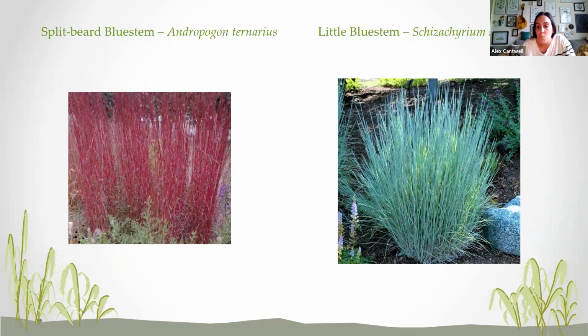For shorter grasses, more bunch type grasses, little bluestems are great. And again, both of these have so many cultivars on the market now. You can get golden ones, you can get, again, the reds, but like you see here with the little bluestem, there's some that are more gray, there's some that are more of a dusty blue. There's so many different visual interests to fit your garden design.